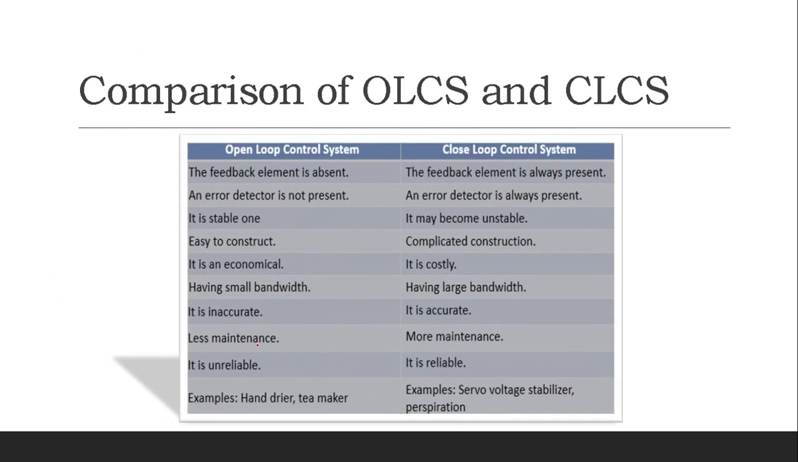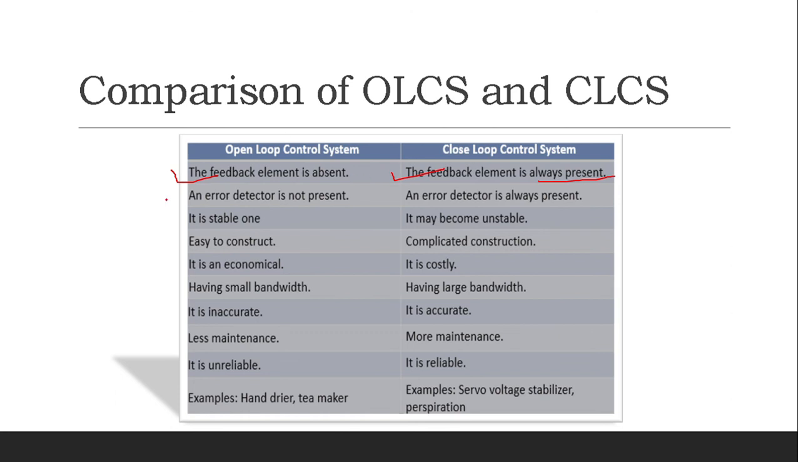Now let us discuss a comparison of open loop control systems and closed loop control systems. It is nothing but the advantages and disadvantages of each. They both have some advantages and disadvantages. Let us take a look. The feedback element is absent in an open loop control system. In a closed loop control system, the feedback element is always present, which we discussed while discussing the block diagram of open and closed loop control systems.